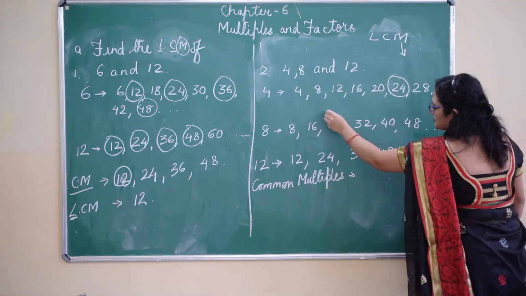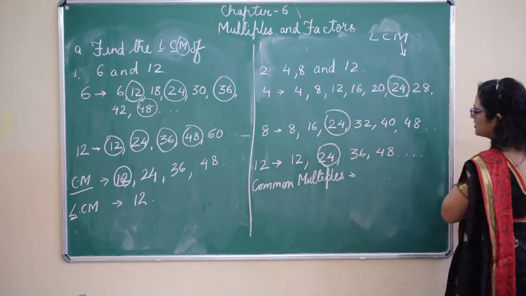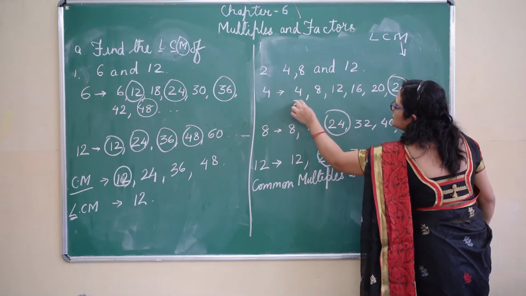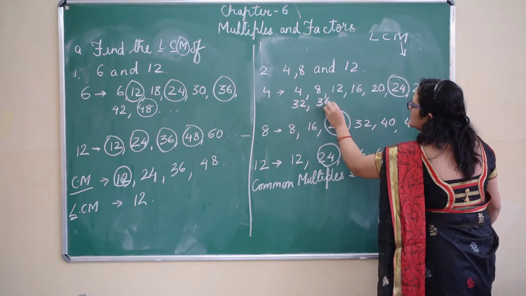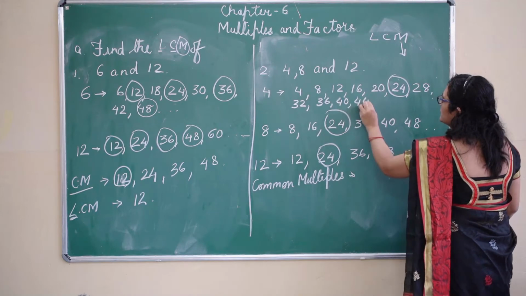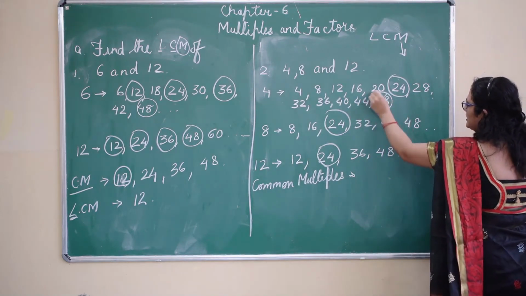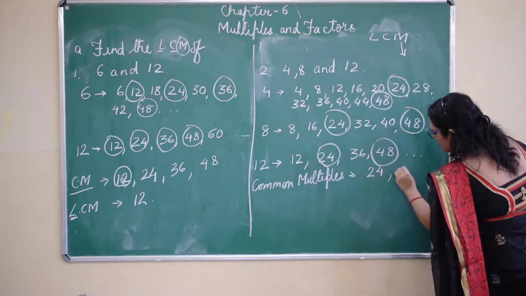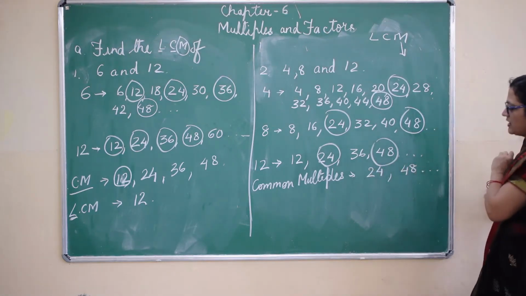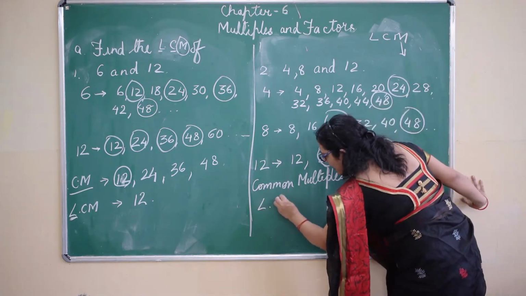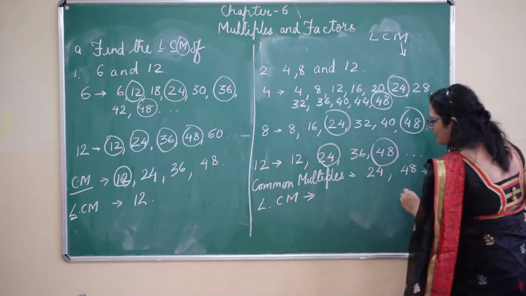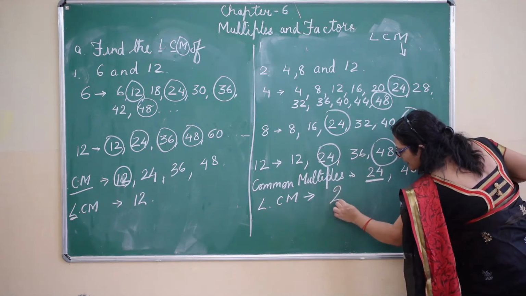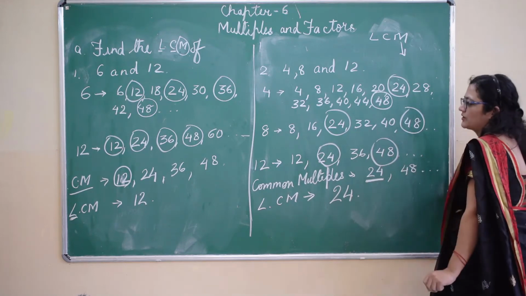24, 24, 24. More numbers we have to write so that we can find the common. 28, 32, 36, 40, 44, 48. 48, 48, 48. Okay? The common are 24, 48, like this. Now what we have to write? LCM means lowest common multiple. What is lowest here? In both the numbers, 24. So your LCM will be 24.